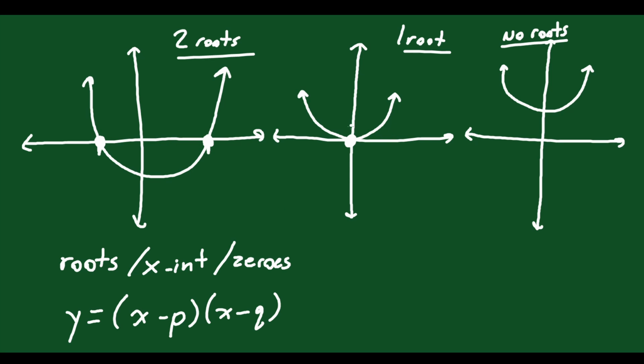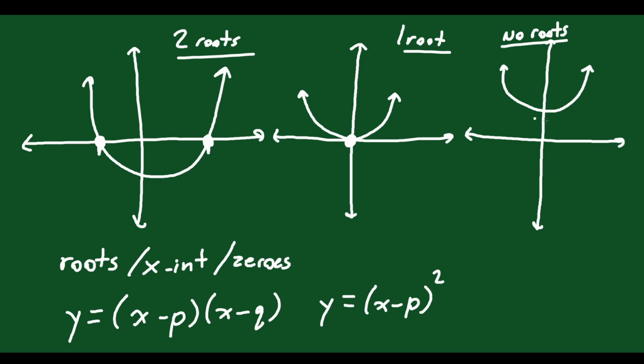Now, if you have a function that only has 1 root, when you go to factor it, you're going to get something like (x minus p) squared, or in other words, (x minus p) times (x minus p). So you get 2 numbers, the same as you do over here, except those 2 numbers are the same. And if those 2 numbers are the same, it means you just have 1 root at that location.